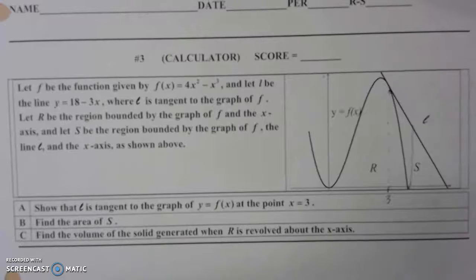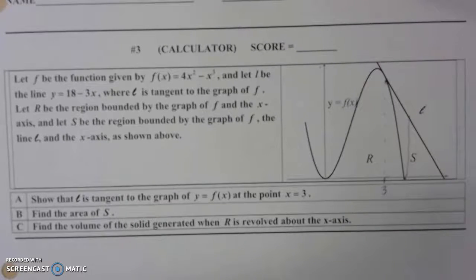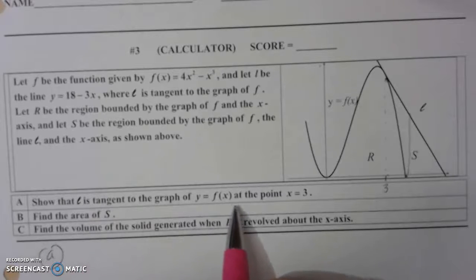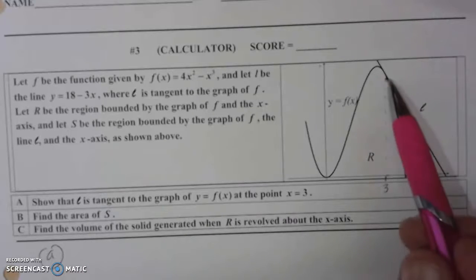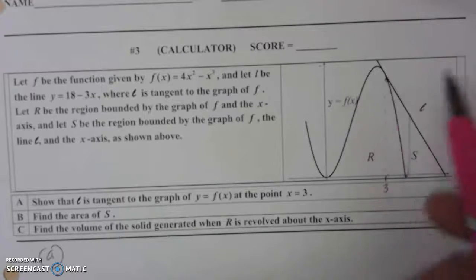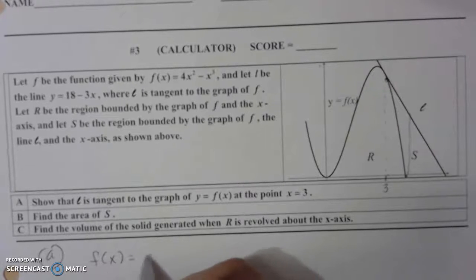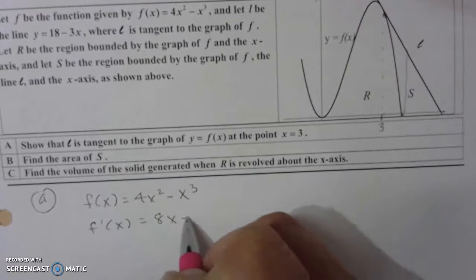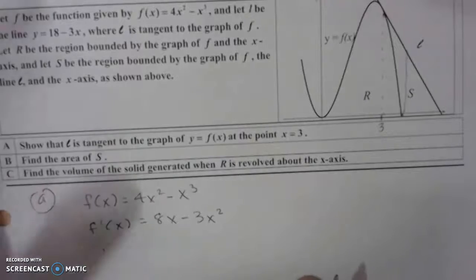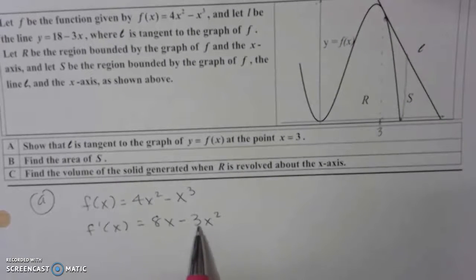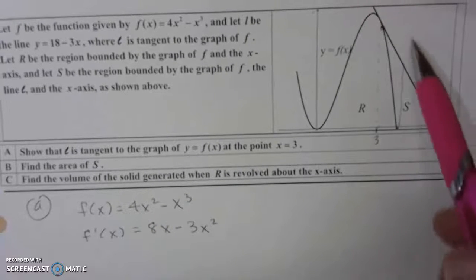So what we want to do, and I've drawn on my graph already, is show that L is tangent to the graph of f of x at the point x equals 3. So we are given that this part right here is 3, right? Because we're told they're tangent at 3. So if f of x equals 4x squared minus x to the third, we know that f prime of x equals 8x minus 3x squared. So we want to know when is this slope equal to the slope of this line?